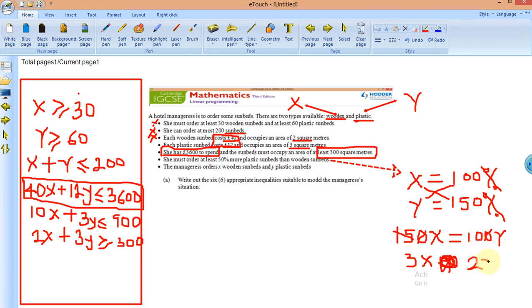Okay, so let me go back to the question now. This one says that she must order at least 150 more plaques than the sunbed. So I can go ahead and write y first, because you always express y in terms of x, because the independent variable is x and the dependent variable is y. So in that case I can write 2y now. So 2y. So I can now use the inequality sign.